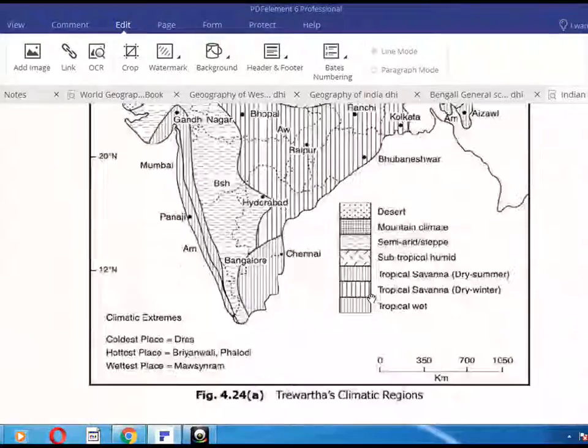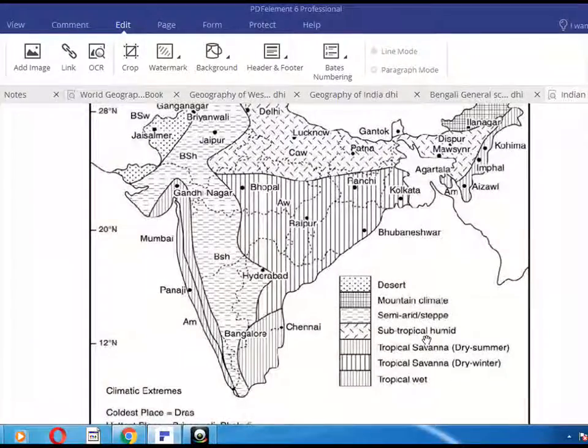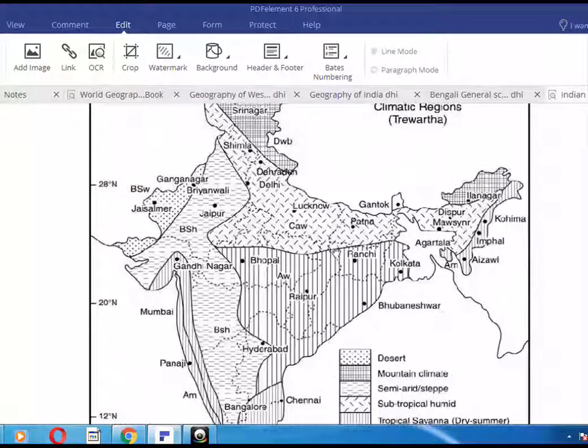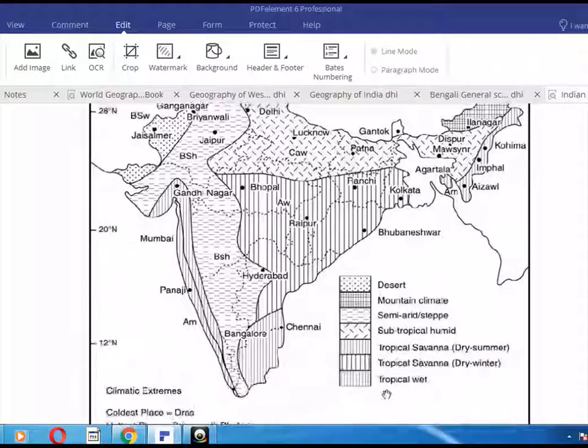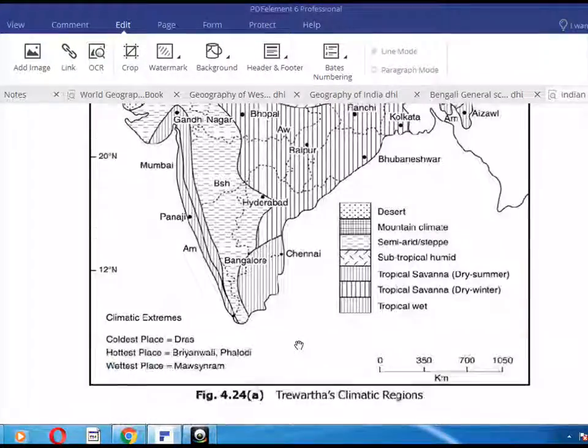So you can see it, I think it will be on the bottom, the earth's climatic divisions. And desert, mainly it is desert. And mountain climate. Semi-arid or steppe, okay, semi-arid and steppe, subtropical humid, tropical savanna type, and tropical wet type.